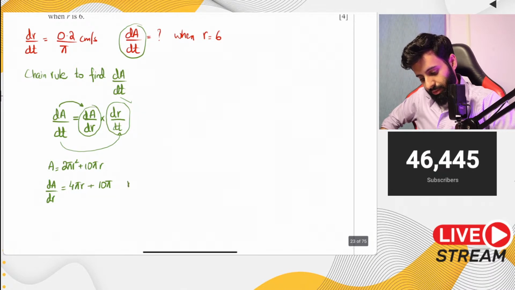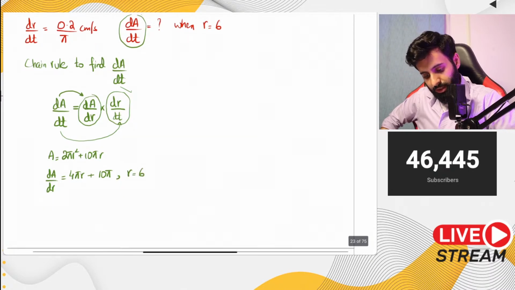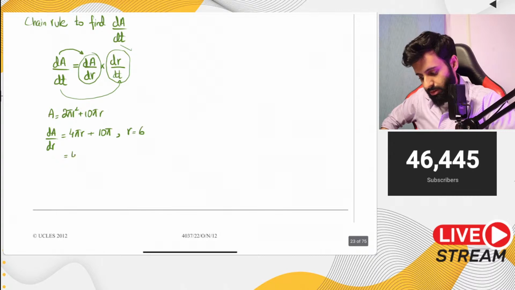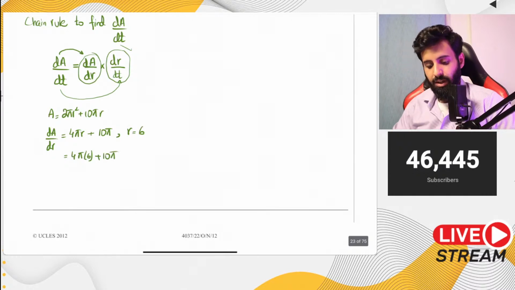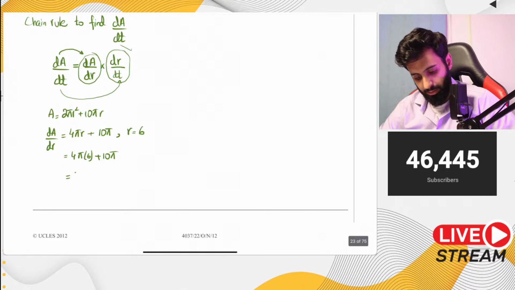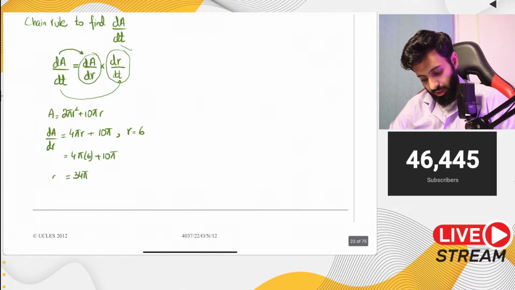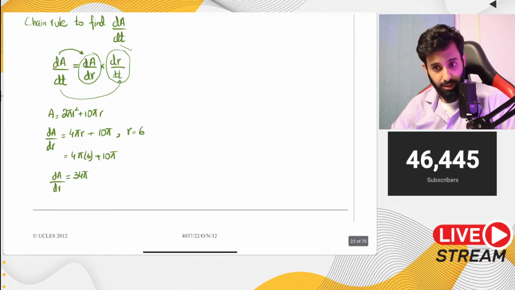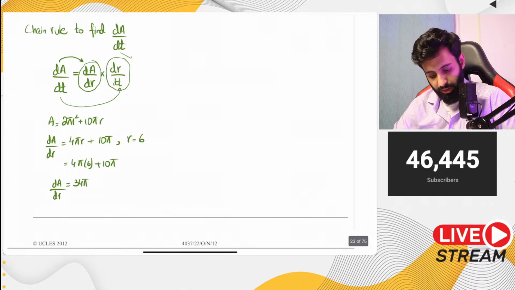Now notice that you're given the value of r. The value of r is 6, so that's what you plug in. So 4 into pi into 6 plus 10 pi. 4 into pi into 6 will be 24 pi. 24 pi plus 10 pi will be 34 pi. So dA upon dr, as we can see, is 34 pi. Now hold on to that.